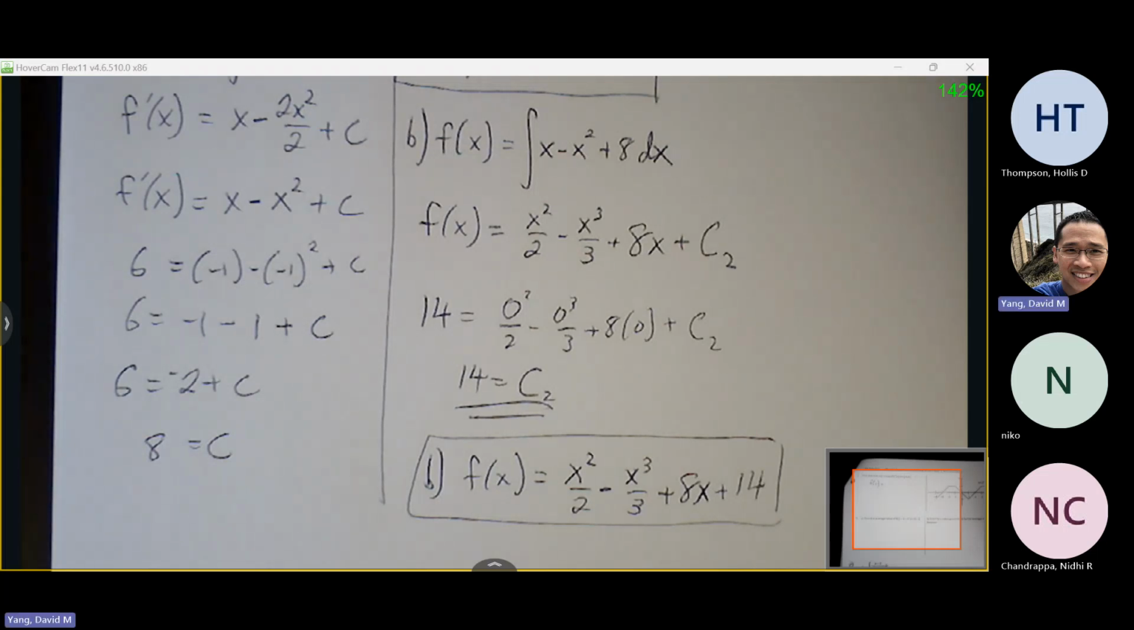The practice worksheet that you picked up yesterday has an even and odd function problem. I can go through that. Number 9.